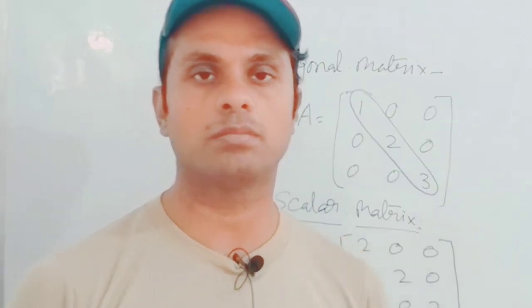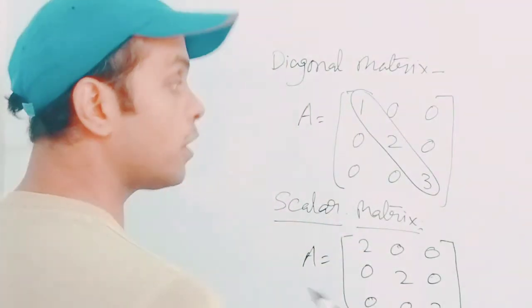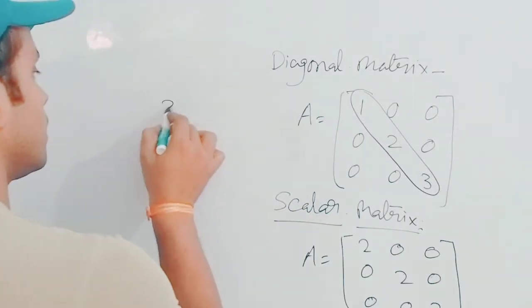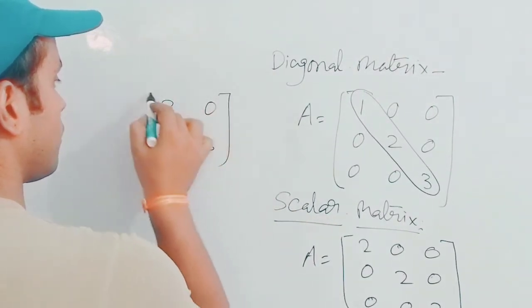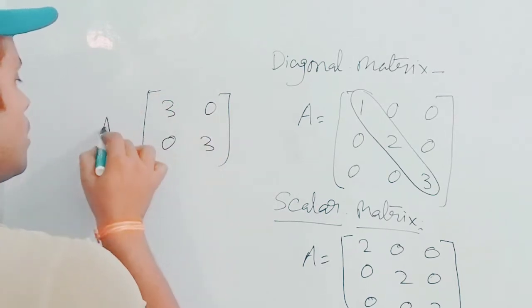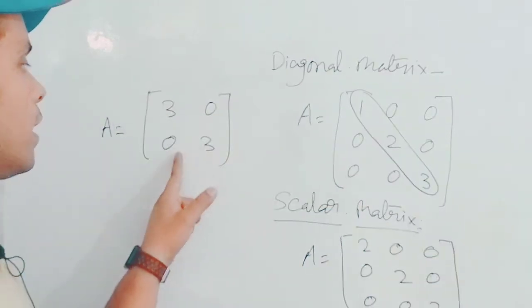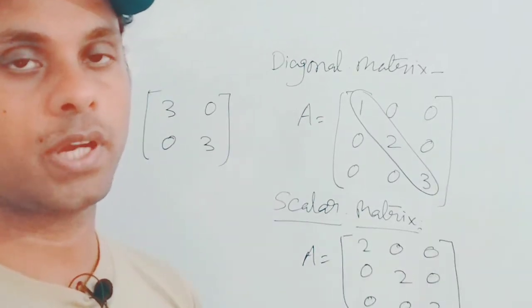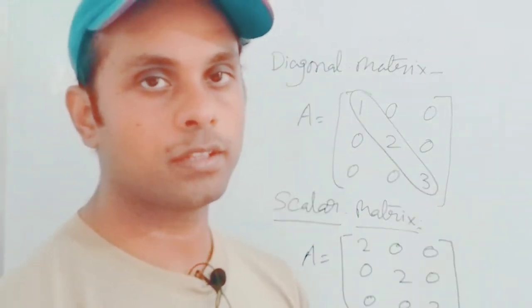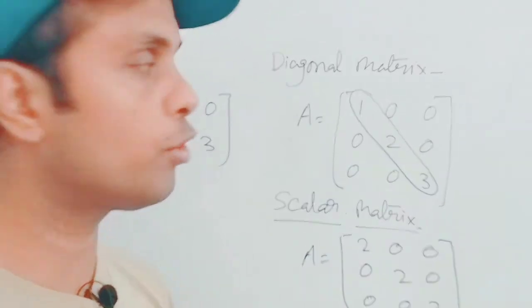Okay, you can take another example of order 2 by 2 of a scalar matrix. I am giving you an example of a scalar matrix of order 2 by 2. Look, in this example also there are non-diagonal elements which are 0 and diagonal elements are equal, and they are 3. Okay, so I am sure this is clear to you.